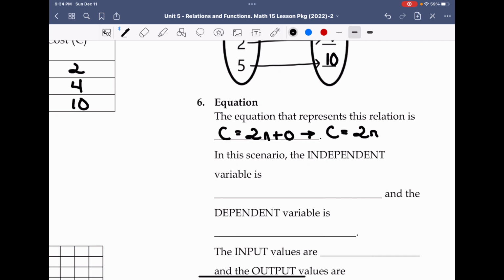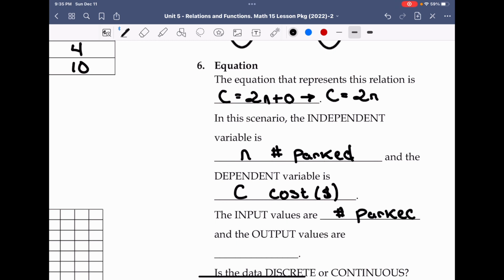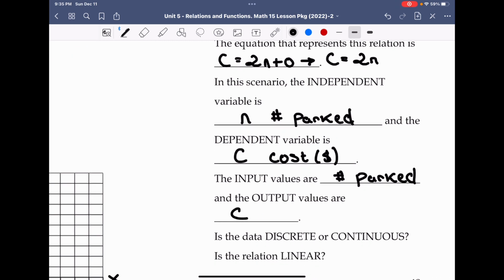The independent variable in this case is, well, the independent variable is the one that's our input variable. It's how many times we park. So we say it's n, or the number of times parked. The dependent variable is the cost, because it depends on the number of times we decide to park at this given lot. The input values are, well, n, it's the number of times we park. And the output values are the cost in dollars.